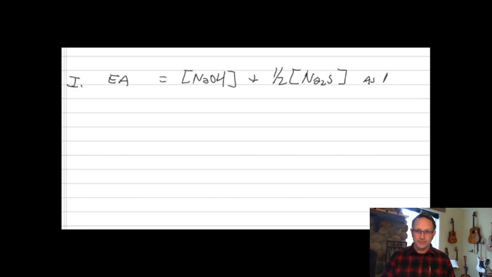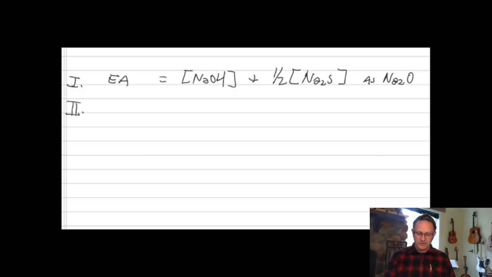So we specify the strength of our cooking liquor in terms of effective alkali and percent sulfidity. Our first equation is the effective alkali. It's equal to the concentration of NaOH. Now I'm going to drop these brackets and get lazy later. Plus 1/2 the concentration of Na2S in solution. And we express all of this in terms of Na2O, and I'll explain that in a different video. So this is your equation 1. We're going to refer back to that.